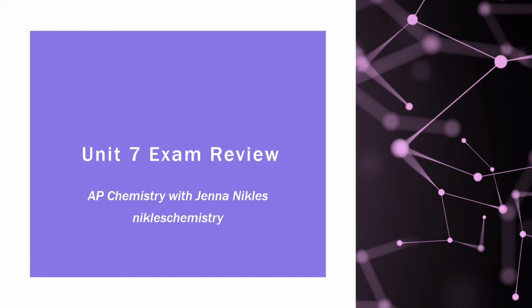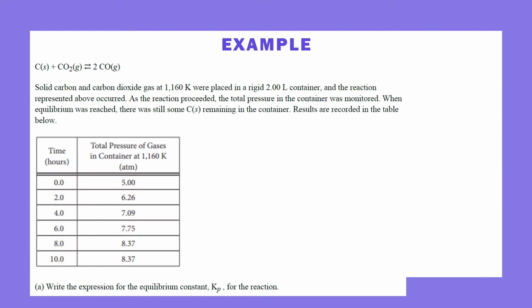Hello, today we're going to review Unit 7 for the AP Chemistry exam using some free response and multiple choice questions. Okay, so we have a reaction of solid carbon and carbon dioxide gas forming carbon monoxide. The total pressure in the container was monitored, and when equilibrium was reached, there was still some solid carbon remaining. So remember that solids do not affect your equilibrium position as long as you have some. Because it's a reactant, it has to be there, but the specific amount doesn't affect it.